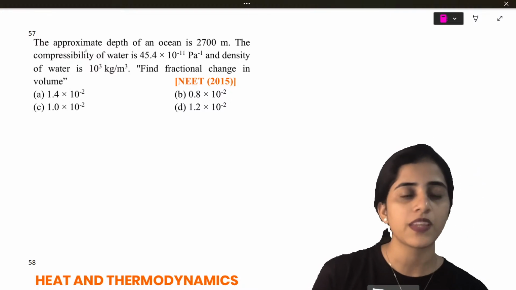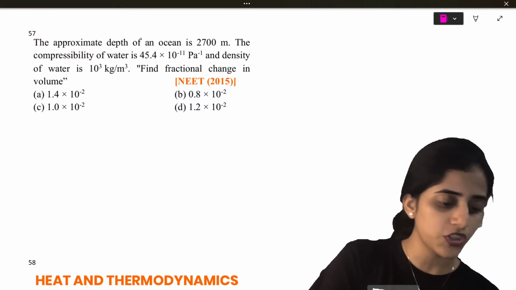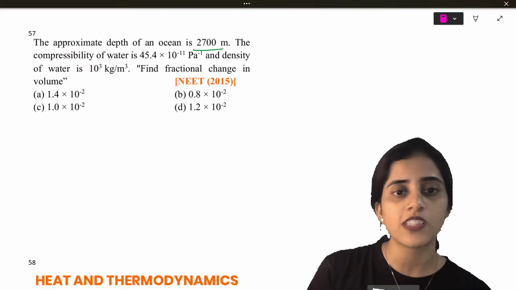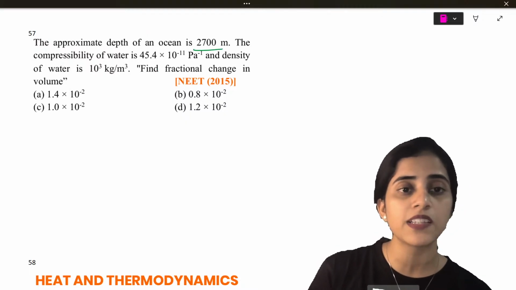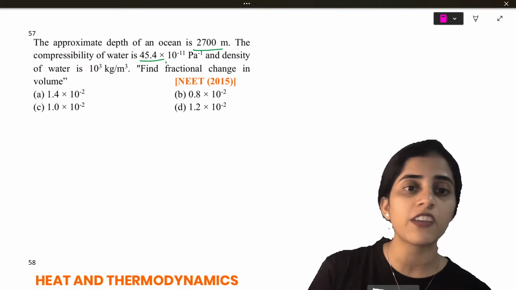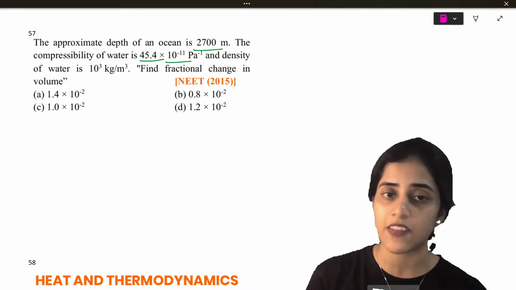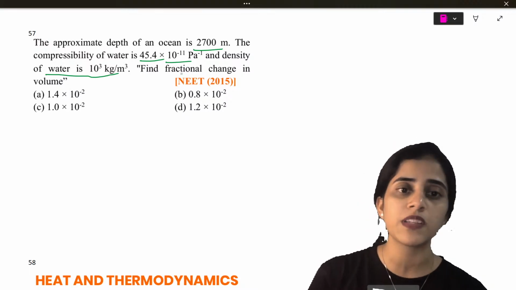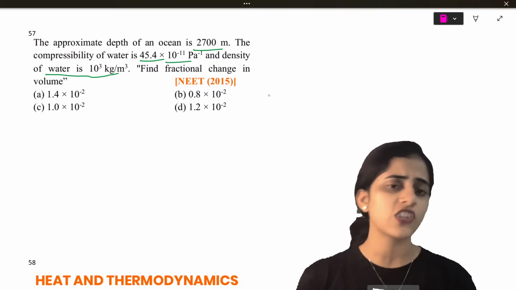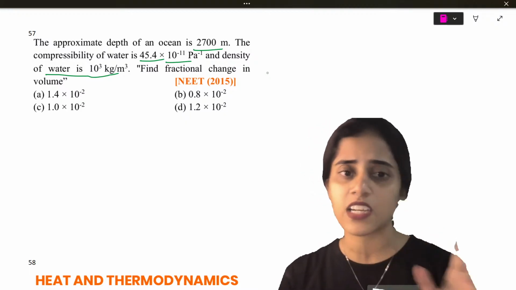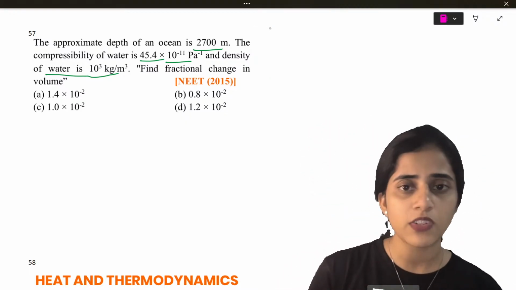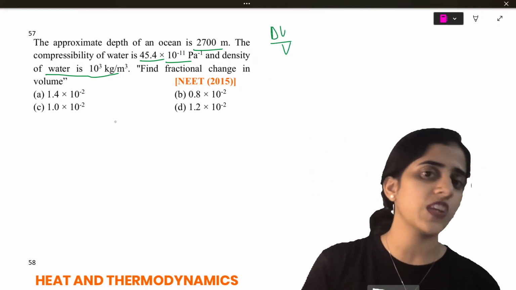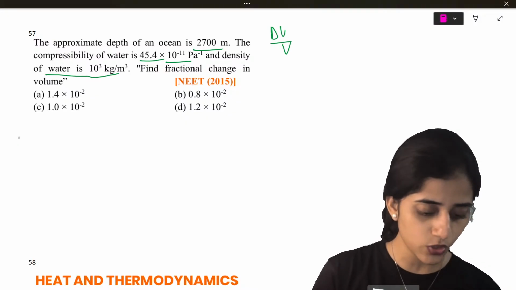Okay, next question. The approximate depth of an ocean is 2700 meters. The compressibility of water is 45.4 into 10 raised to minus 11 pascals, and density of water is 10 raised to 3 kilograms per meter cube. Find fractional change in volume. Fractional change in volume is delta V by V. Okay, so we have to find out delta V by V. So what is one thing I can do?